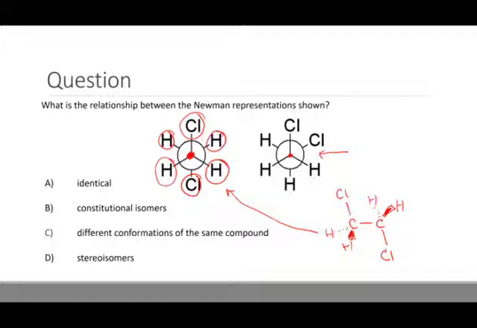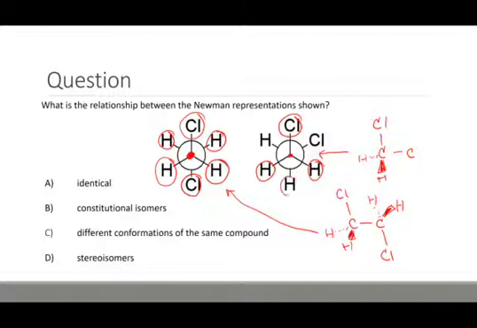Again, we know that there is a carbon-carbon bond, and I'm just turning this to the side. So the chlorine on this front carbon would be here. And then again, we have a hydrogen coming out at us and a hydrogen going back away. That's this hydrogen and this hydrogen.